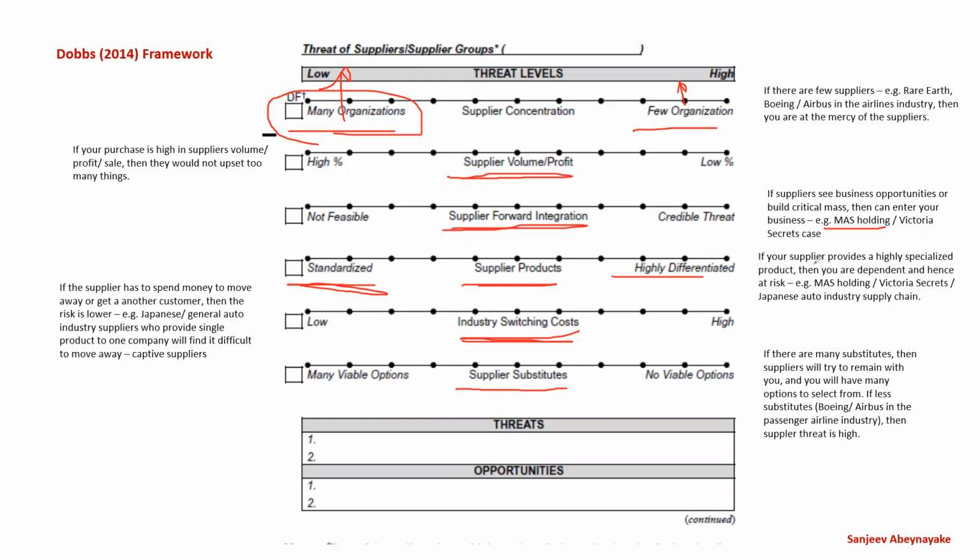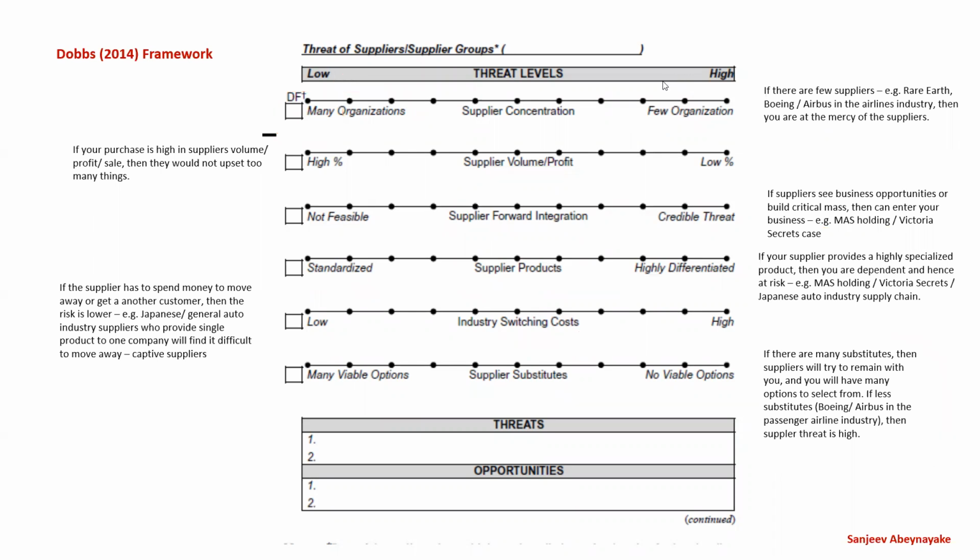Right? So I have given a few other examples as well. If you're more towards this side, what that means is your threat of suppliers is very low. That means you have a lot of bargaining power. But if you're more towards this side, then that means you can be a victim of your supplier.